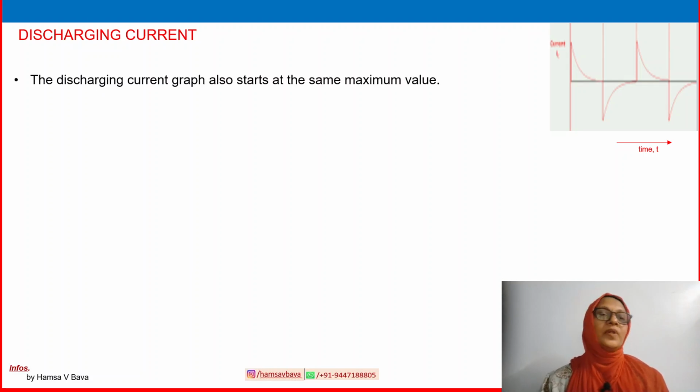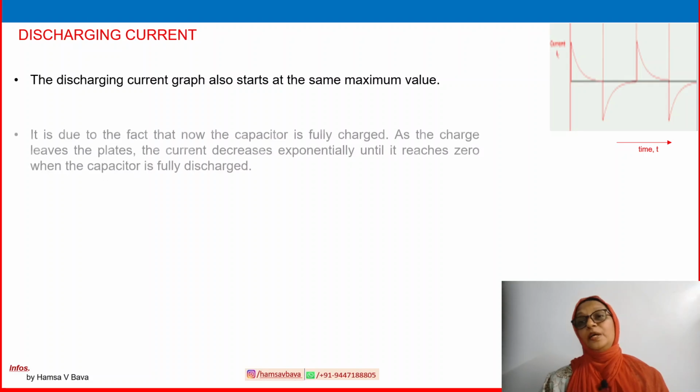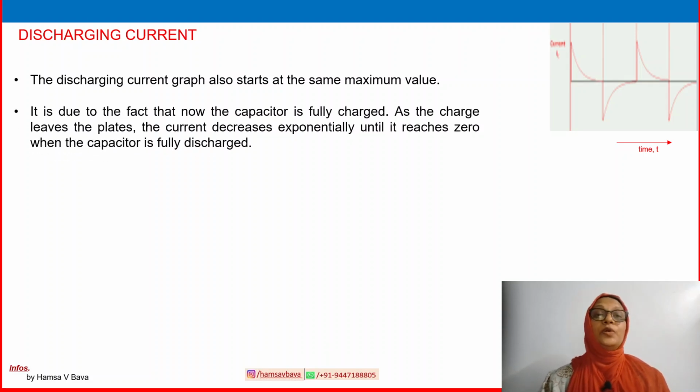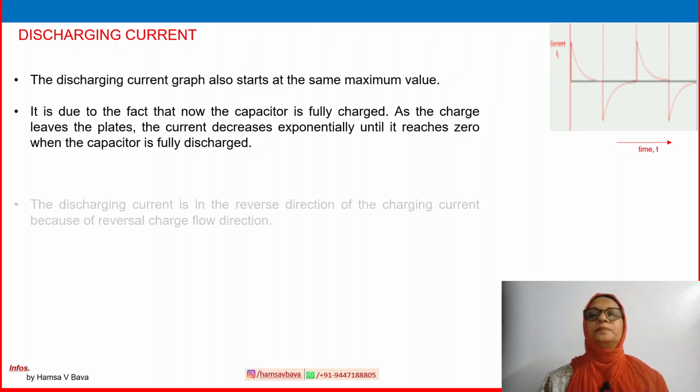That is the graph shown. The discharging current graph also starts from the maximum value, the same maximum value. It is due to the fact that now the capacitor is fully charged. As the charge leaves the plate, the current decreases exponentially until it reaches zero when the capacitor is fully discharged.